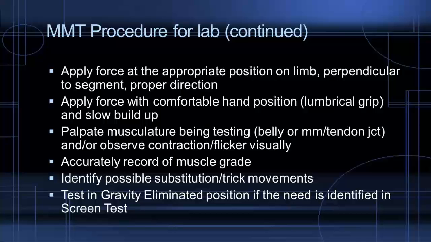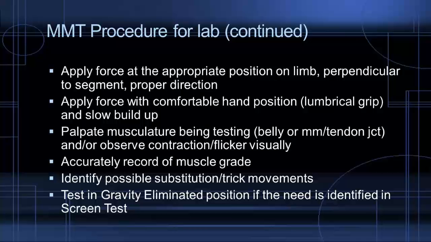We want to palpate the muscle being tested and/or observe the contraction, and you want to see that muscle contract or flicker. Sometimes if somebody's got a less than 3 or just barely 3 anti-gravity strength, the muscle will sort of quiver or flicker a little bit. And sometimes if they can't actually elicit a movement, you'll see some flickering, and then they have a trace strength, or a 1. We're going to accurately record that muscle grade, and we're going to identify possible substitution movements.